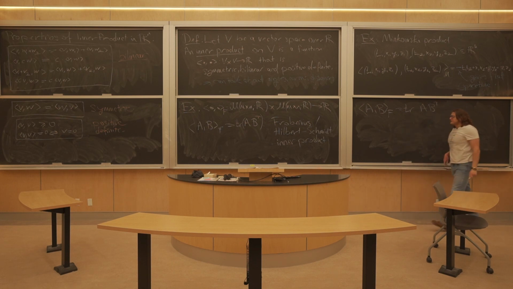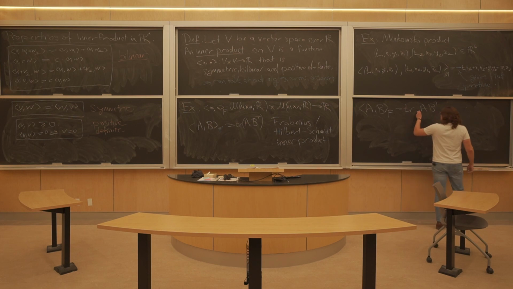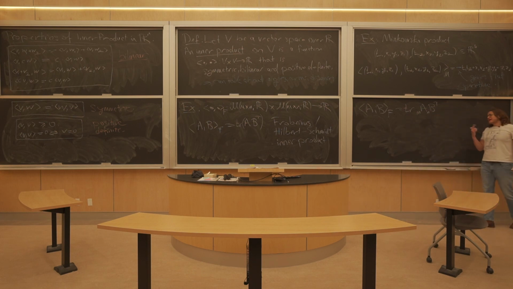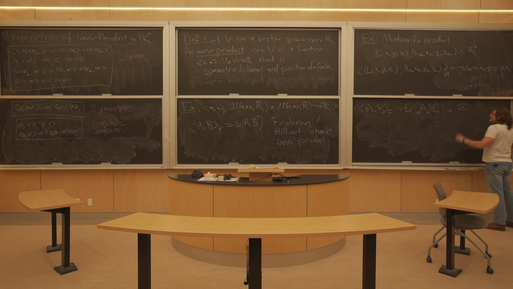Now, what is this matrix? This matrix is M by M, right? Because A is M by N, and B is M by N as well, which means that B transpose is N by M. So A times B transpose is going to be M by M. Its trace is the sum of the diagonal entries, so I can just set up a sum where i runs from 1 to m of the diagonal entry of A B transpose.